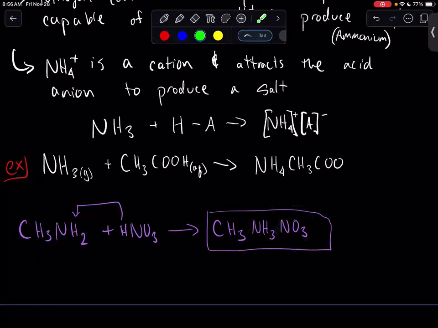So hopefully this helps you learn a little bit about the reactions that these acids take with these various bases, and have a great day.